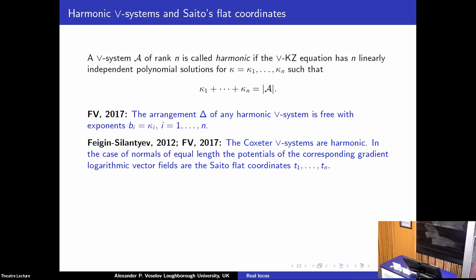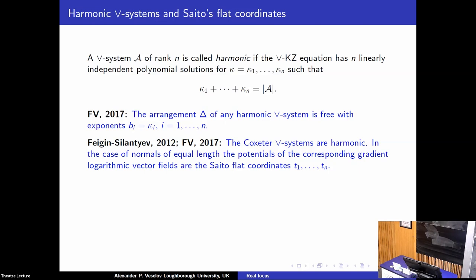So it's a kind of link with this polynomial solution of the KZ equation, which we studied with Giovanni. Anyway, this observation actually goes back to Feigin and Silantyev, that if you consider a Coxeter root system with equal lengths, then the corresponding logarithmic vector fields are potential, they are Saito flat coordinates. So Saito flat coordinates appeared here as potentials of solutions of polynomial KZ equations.